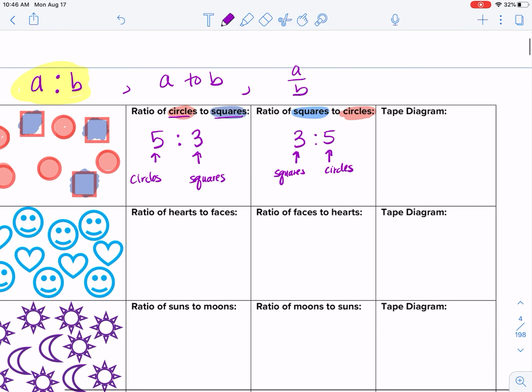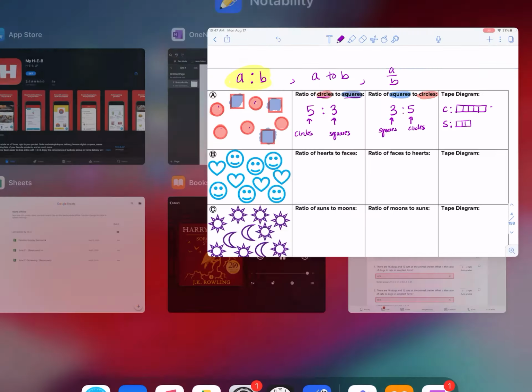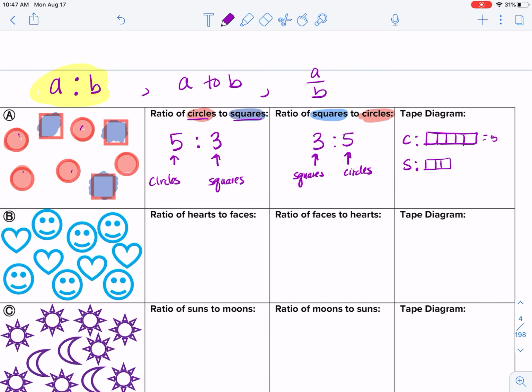So I'm going to draw my tape diagram. My tape diagram, I'm comparing circles and squares. So I'm going to go back to my pictures. How many circles do I have? 1, 2, 3, 4, 5. So I have 5 circles. So I'm going to draw a box with 5 units. Now my squares. I have 3 squares. So I'm going to draw a box with 3 units. So I have 5 and I have 3.